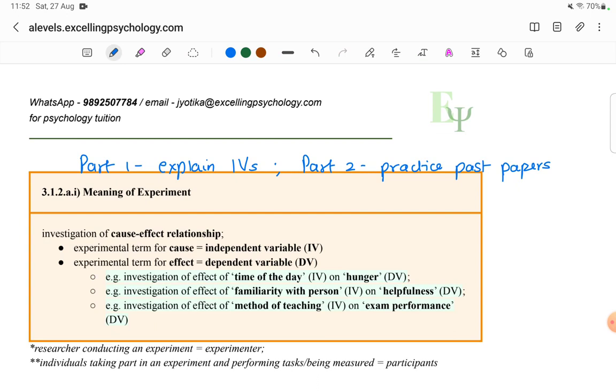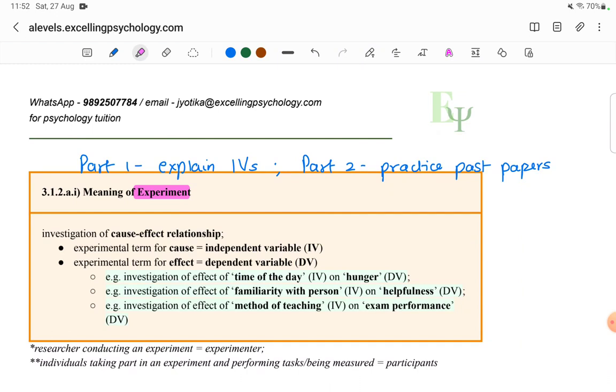Do visit that site. As of now, I will begin with this lesson and we'll start right where we should, that is with an experiment. Independent variables are part of experiments. So before we get down to what independent variables are, we need to know what an experiment is.